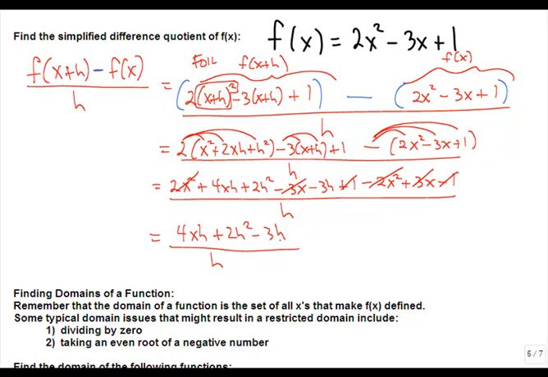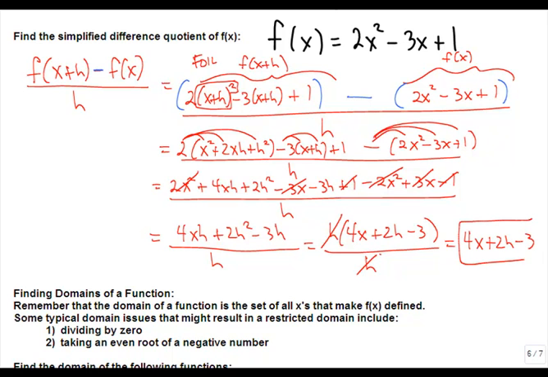We don't have any like terms, but one thing that they all have in common on the top is that they all have an h. So you can factor out an h just like a GCF. And again, this will always happen with these difference quotients. You'll always be able to factor out an h because that's going to cancel with the h that's in the denominator. So you'll no longer have a quotient, and you'll just be left with your leftover factor on top, 4x plus 2h minus 3. So this answer is called your simplified difference quotient.